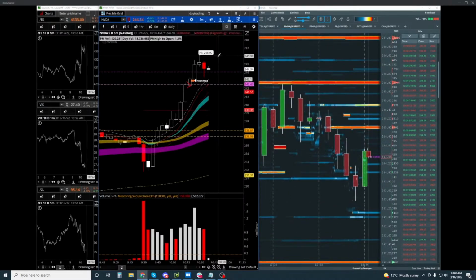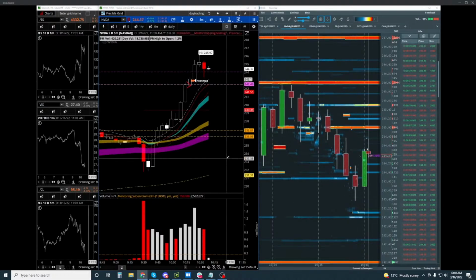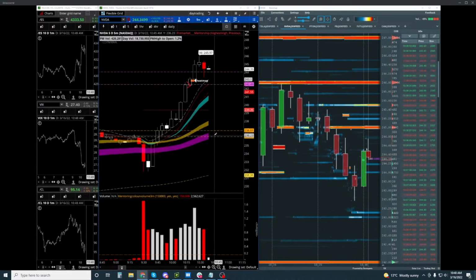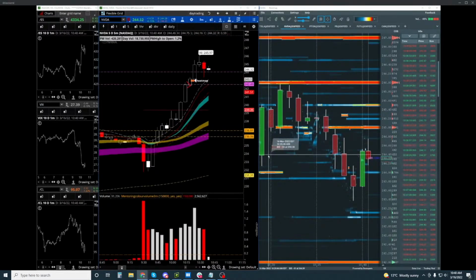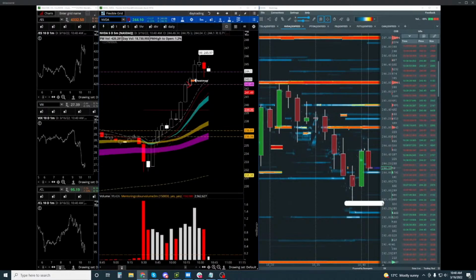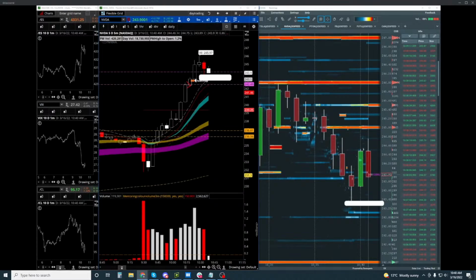So uptrend, the only way for me to trade is long. Don't counter-trend big caps unless you really know what you're doing. So what I'm waiting for is one thing over here: a main level of support. And then on that level of support, I can have a trade. Otherwise, nothing. Okay, so let's wait.